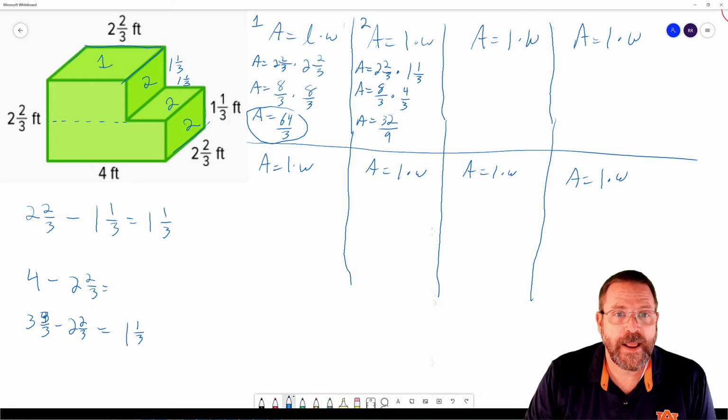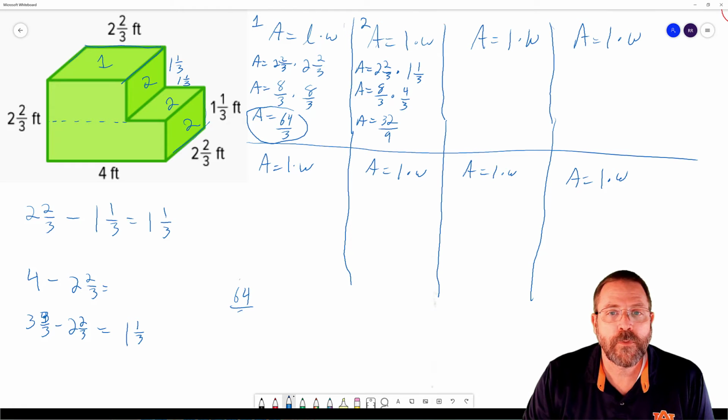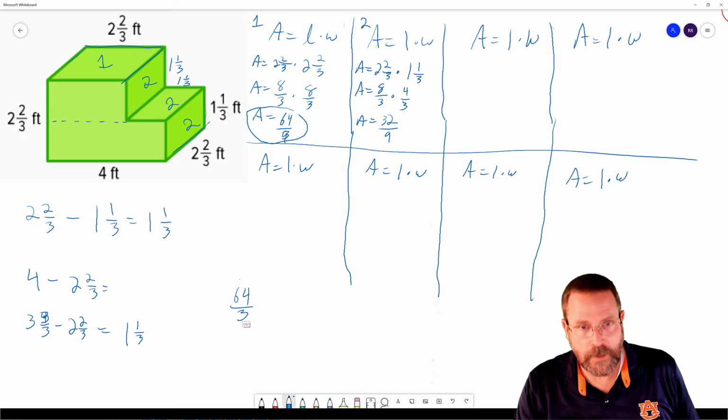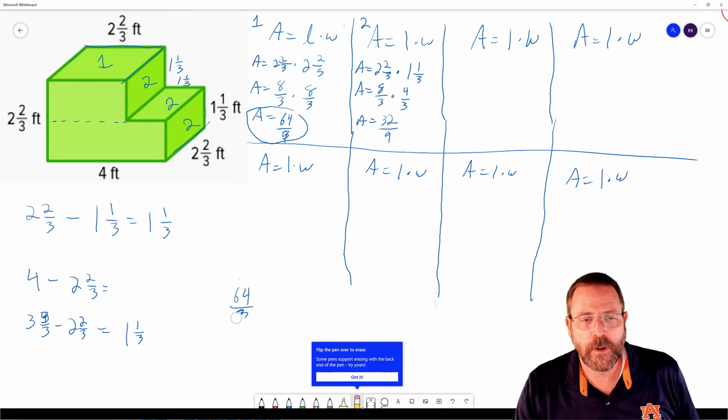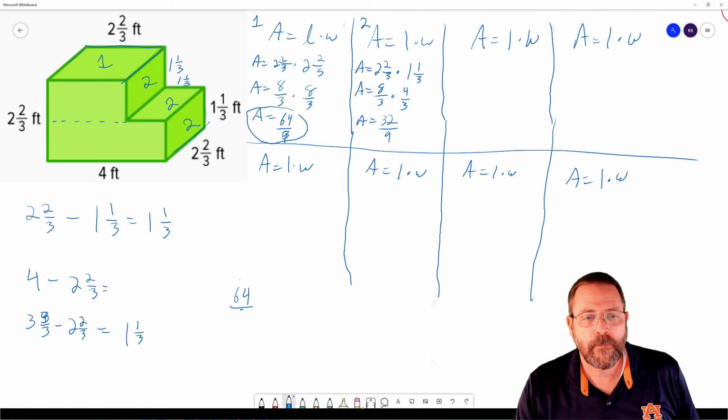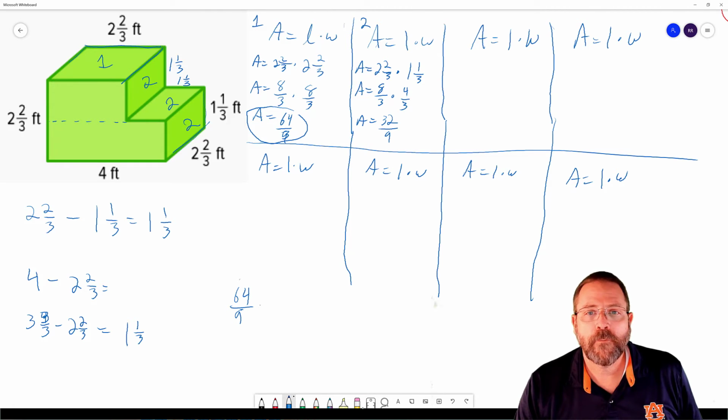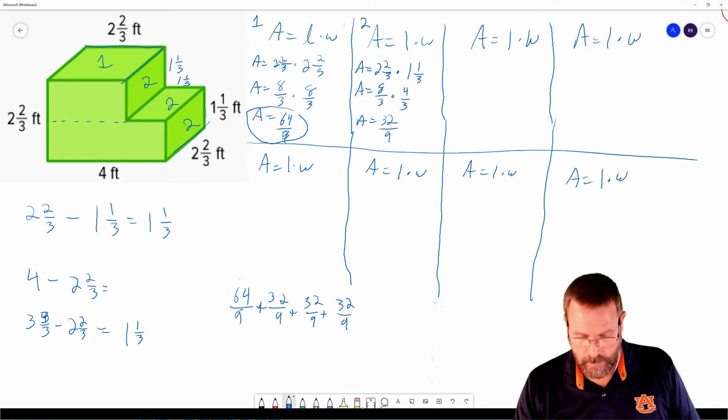So let's go ahead and start putting down what we have. I've got 64/9. I'm sorry, this should be ninths right here. 64/9. So I'm going to put a 9 right here. Let's erase it and make it pretty. And I have 3 that are going to be 32/9. And now we're going to keep working.